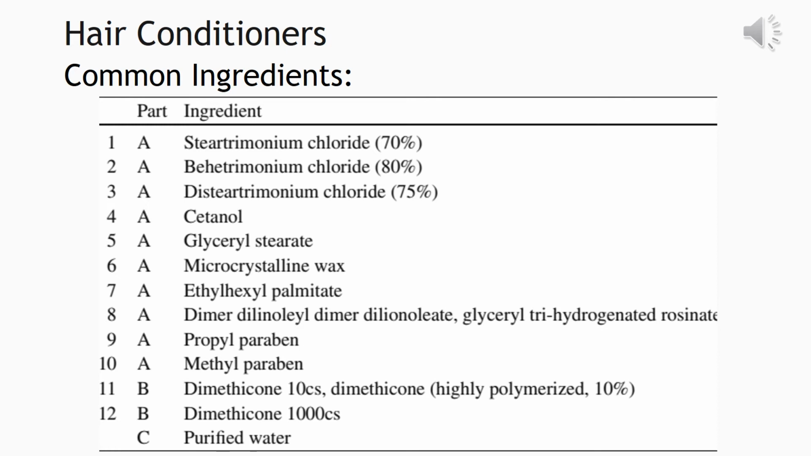Then is the dimethicone, which is actually a polymer, an organosilicon compound polymer. There are two types of dimethicones that will be used: dimethicone 10 cS, and specifications are given over here, and dimethicone 1000 cS. Then the third category is C category, which is the purified water. In the next slides we shall see how these ingredients are mixed to make up hair conditioners.